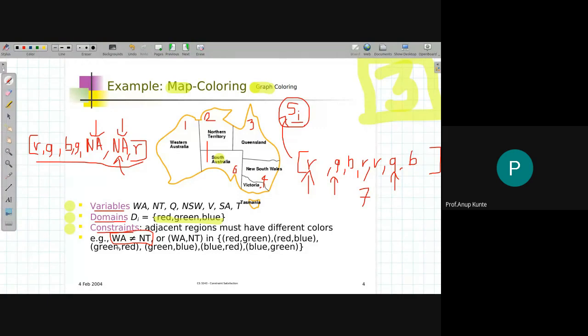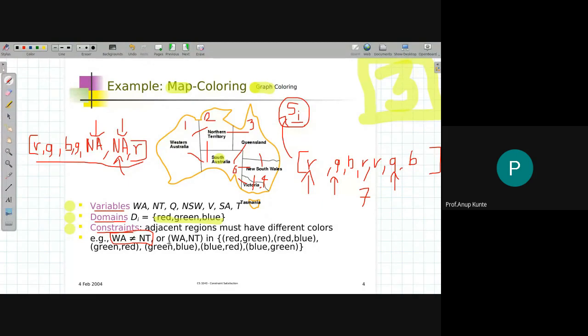So for every adjacent pair of regions, how many pairs are there? There are a lot of pairs. This is the 1st pair, 2nd, 3rd, 4th, 5th, 6th, 7th, 8th, 9th pair. At least 9 pairs I have figured out. Every pair in this manner, I should check whether they have the same color or not. So my constraint I can define as they are not having the same color. That's the translation of English into the programming language. So WA should not be equal to NT. That is how the first constraint is defined.